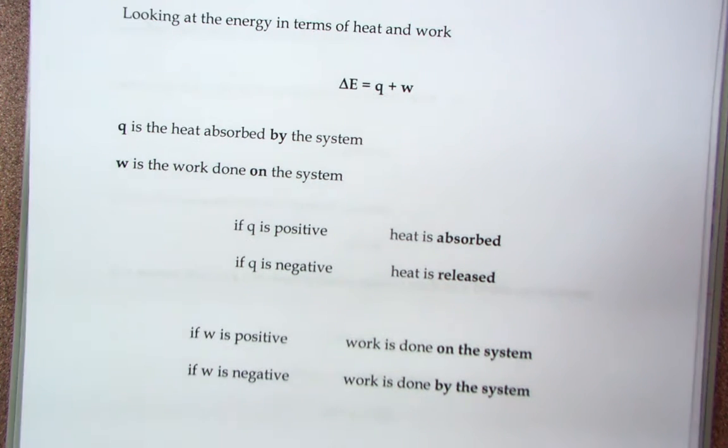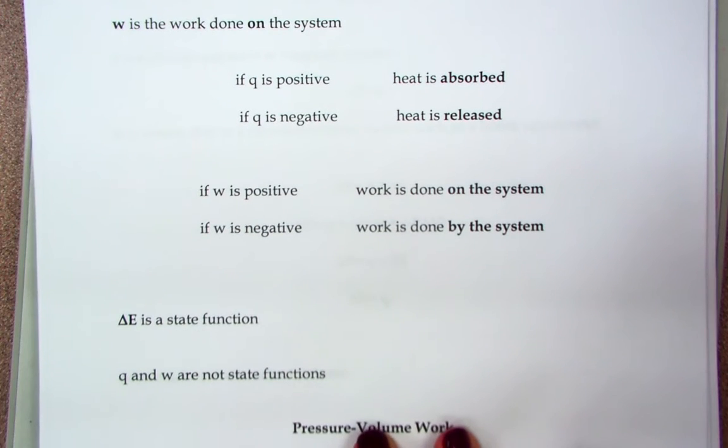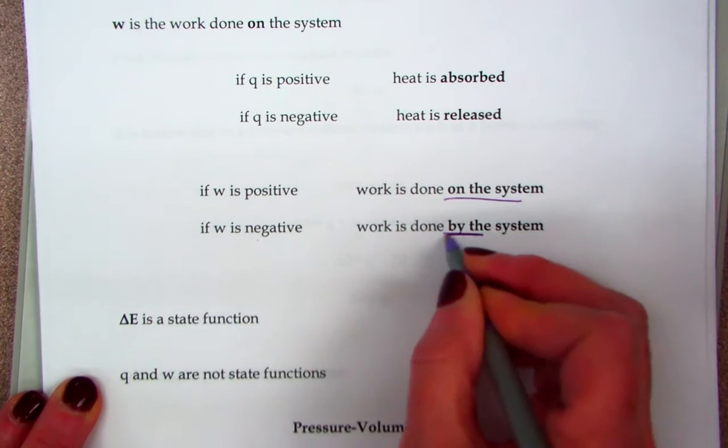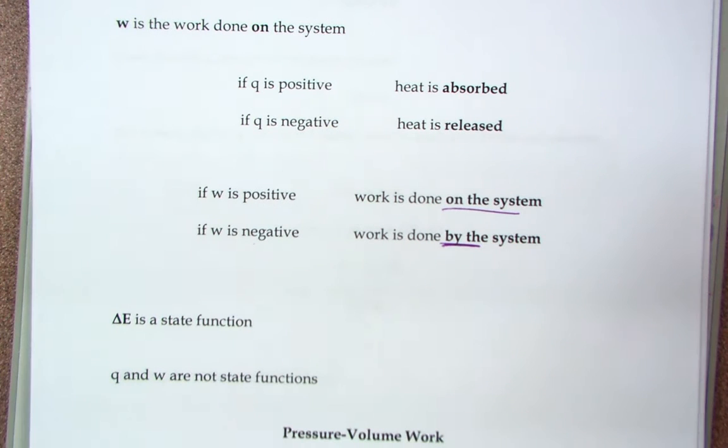When we talk about work, if W is positive, work is done on the system, and when W is negative, work is done by the system. Now, the change in energy, or the internal energy, is a state function. It doesn't depend on path. But heat and work are not state functions. And so we can define our work. For us in chemistry, it's usually in gases with pressure-volume work, changes in pressure or volume. And work is equal to minus P delta V.